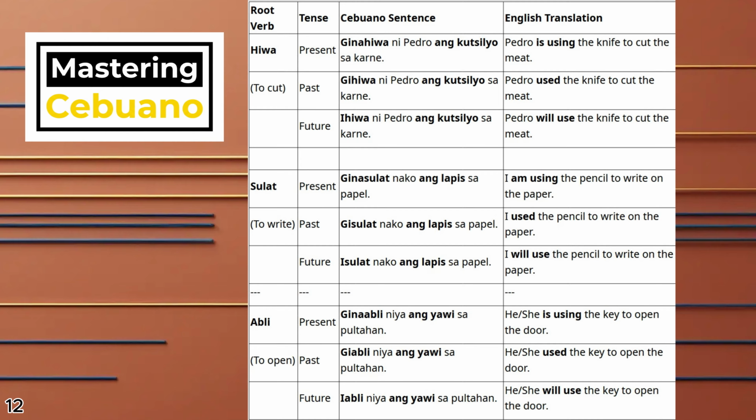And lastly, the verb abli, to open. In the present, gina abli niya ang yawi sa pultahan. She is using the key to open the door. In the past, with gi, that becomes gi abli niya ang yawi sa pultahan. And in the future, iabli niya ang yawi sa pultahan.